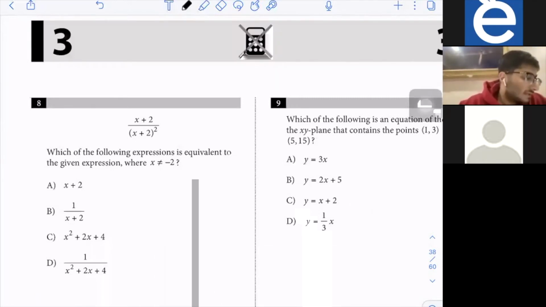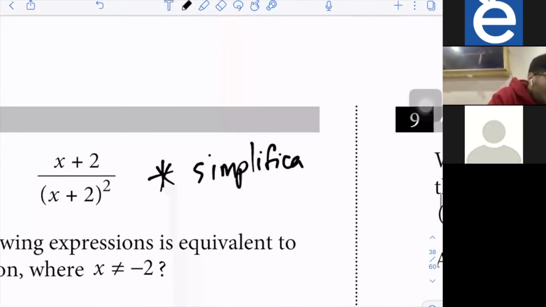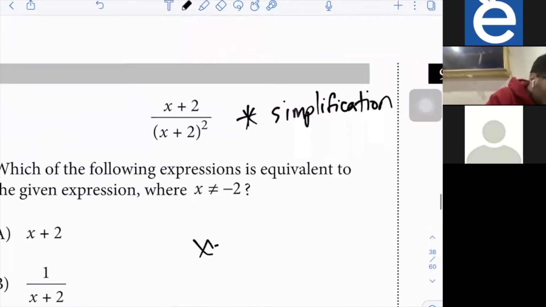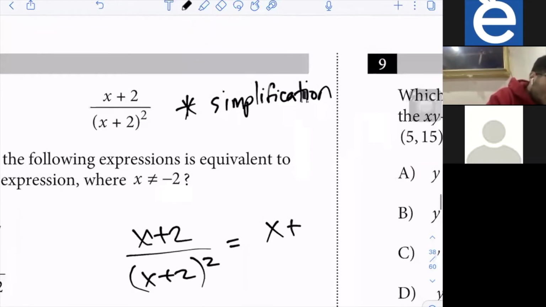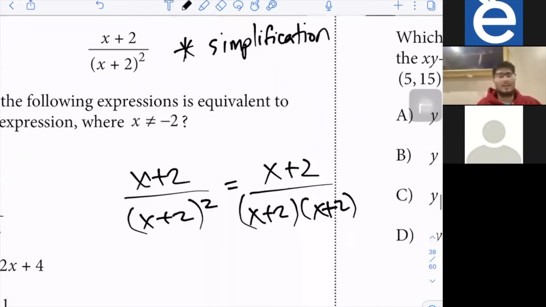Which of the following expressions is equivalent to the given expression where x is not equal to -2? Okay, so this is also another simplification problem. There's a lot of algebra on the SAT, so you have to master algebra. So you have x plus 2 over x plus 2 squared. Another way we could write this is x plus 2 over x plus 2 multiplied by itself 2 times. That's basically what the square means. You have x plus 2 over x plus 2 times x plus 2.